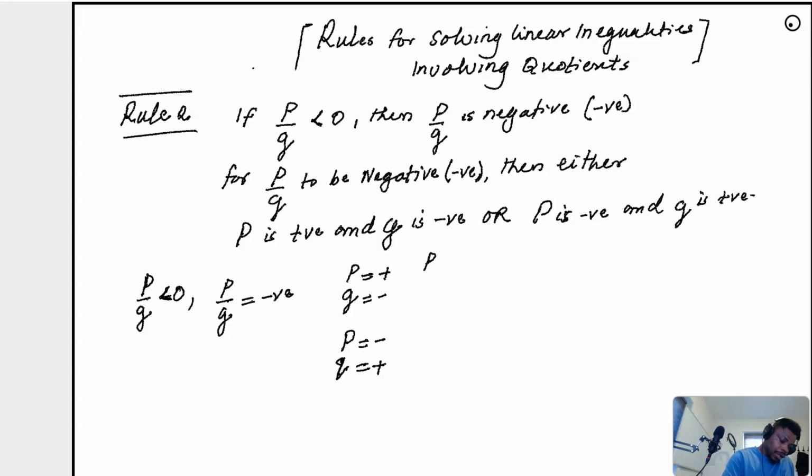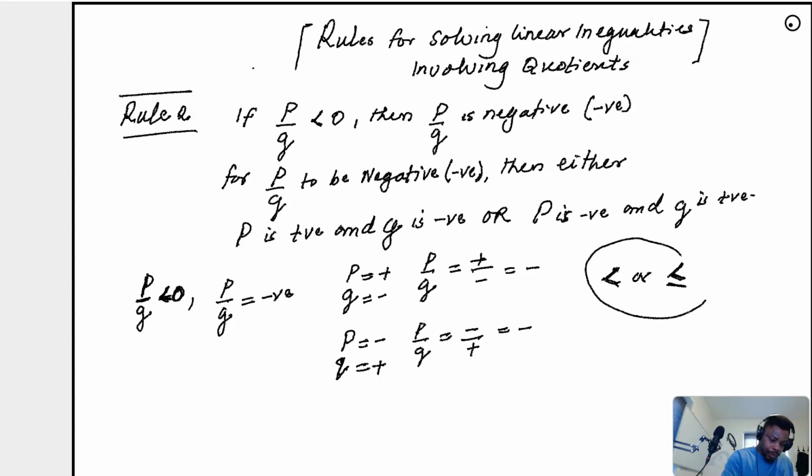Because if I have P divided by Q, that will be plus divided by minus, which is minus. P divided by Q, this will be minus divided by plus, and this will be minus. So for P divided by Q to be less than 0, P divided by Q has to be negative, and these are the conditions for it to be negative. Also remember that this works for rule 2, and it also works for less or equals to.